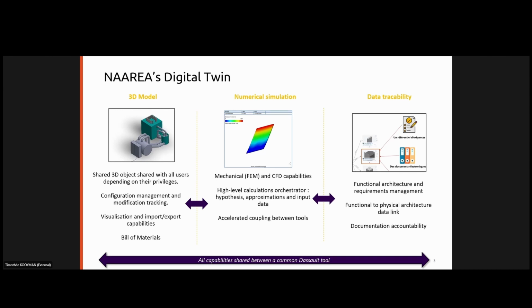The second part is numerical simulation. We use simulation tools from the industry, namely the simulation tools which are supplied by Dassault, who works on software such as Abaqus, which is well known. And we use their tools for mechanical and CFD calculations. And the last part is data traceability, which is more about architecture requirements and everything which is linked to tracking that the requirements you specified are correctly met. So everything is done through a Dassault platform which is called 3D Experience.